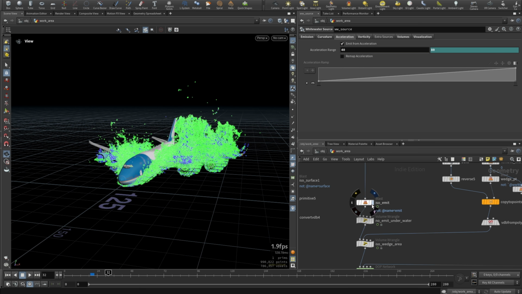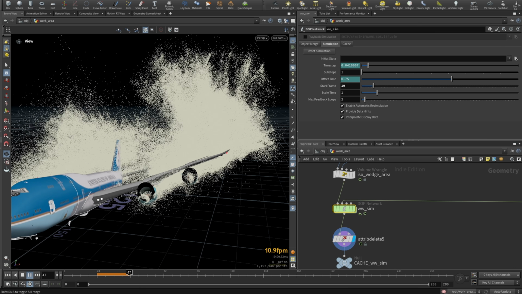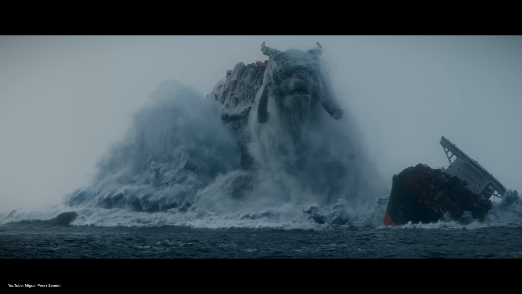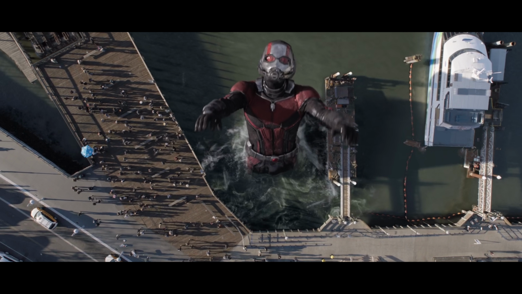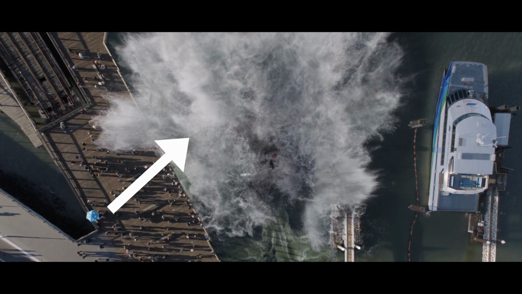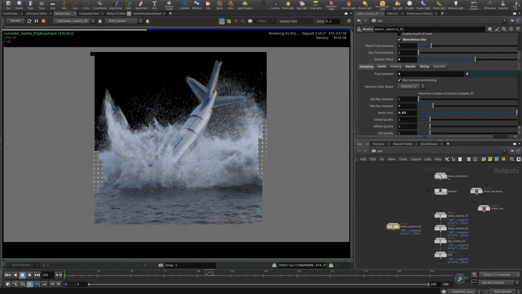Lastly, I'll spend another day fine-tuning a spray and foam simulation, which is as important as the water itself, because at this scale, the majority of the water is turned into this fine mist. And with this, the shot is ready to be rendered.